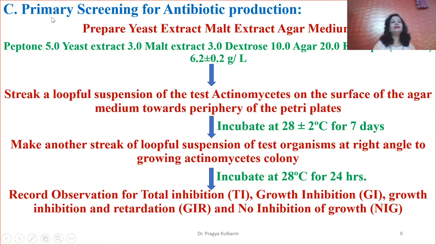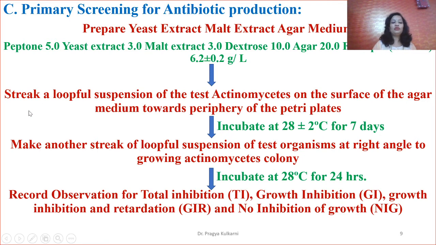The next part is primary screening for antibiotic production. Out of the master cultures, we can select 2 or 3 cultures for antibiotic production screening. For that, we have to prepare yeast extract malt extract agar medium. This is the composition: it contains peptone, yeast extract, malt extract, dextrose, and agar, with pH adjusted to 6.2, and the complete composition is made up to 1000 ml.